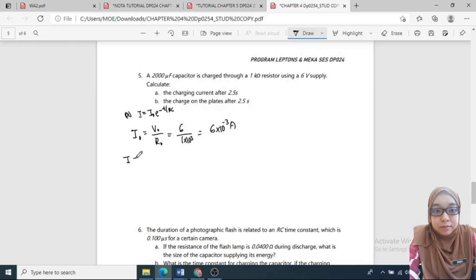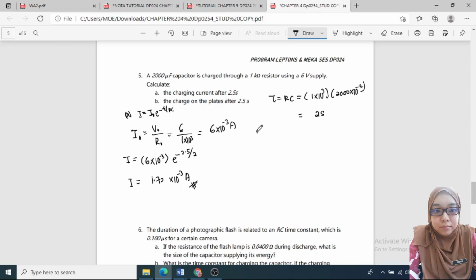Barulah boleh kira I after 2.5 seconds. So 6 times 10 power negative 3 exponent negative 2.5 divide with RC. So kita terus kira tau kita equal to RC. R kita is 1 kilo ohm, multiply with C 2000 times 10 power negative 6 equal to 2 seconds. So divide by, so you get your I is 1.72 times 10 power negative 3 ampere.